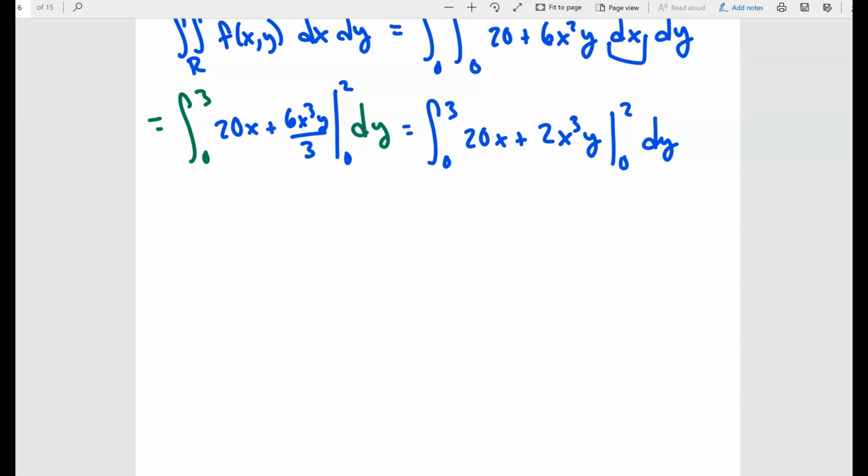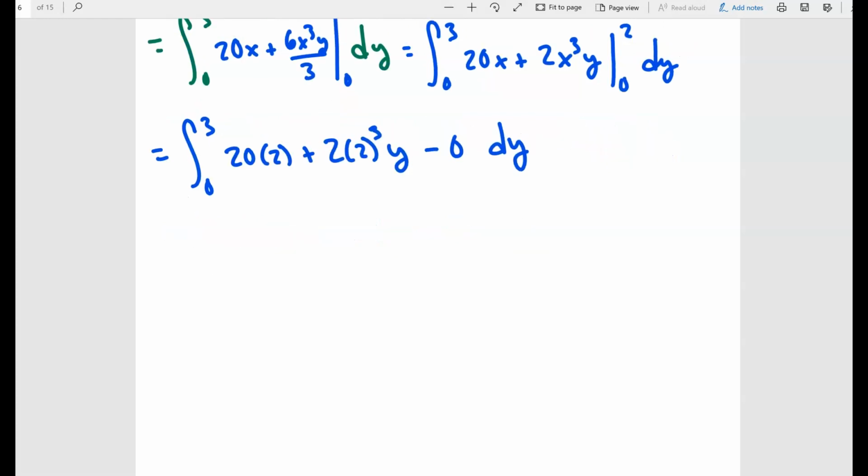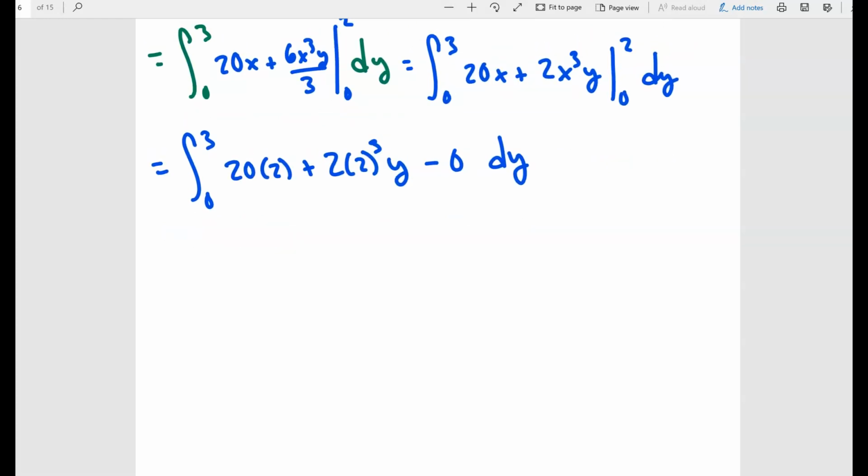Now we're going to use the fundamental theorem of calculus. So from 0 to 3, 20 times 2 plus 2 times 2 to the third power y. This is the first part. Then minus 0, because if I plug in 0 in there, it just goes away. dy. I'm plugging it in just for the x's. So this is going to be from 0 to 3 of 40 plus, since 2 cubed is 8 and 8 times 2 is 16, 16y dy. Now notice I only have one variable, y, and I'm good.